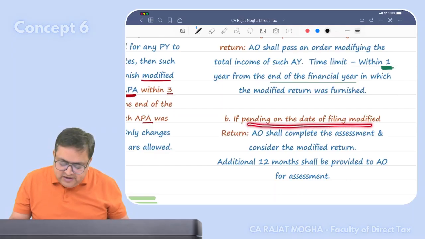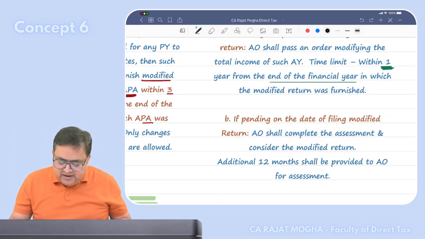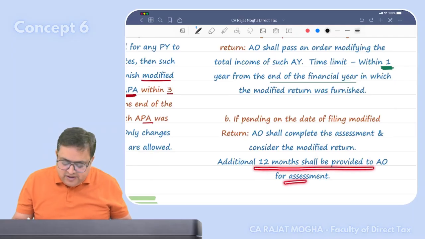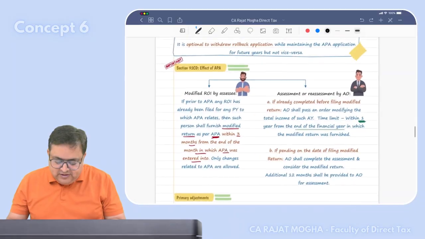So if pending on the date of filing the modified return, the AO shall complete the assessment and consider the modified return. Obviously he will consider the modified return, and an additional 12 months shall be provided to the AO for assessment, and we will give them additional 12 months to do the assessment.